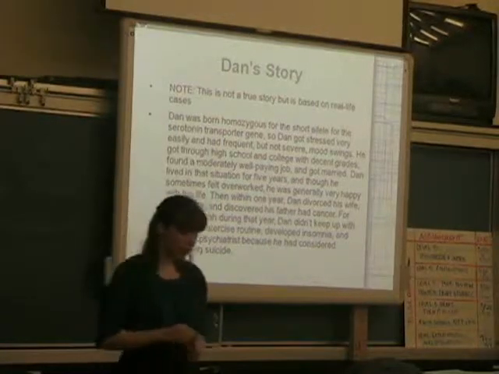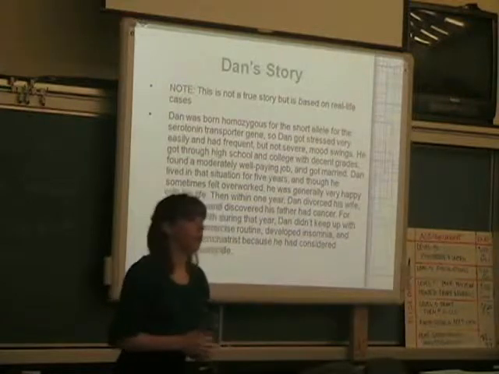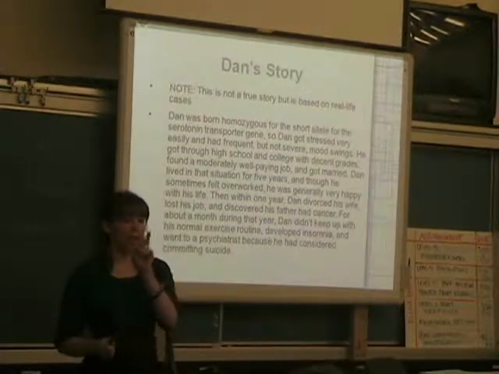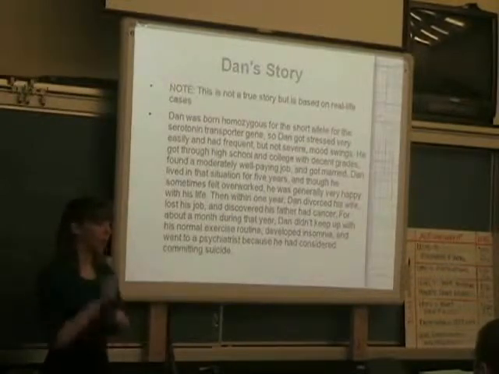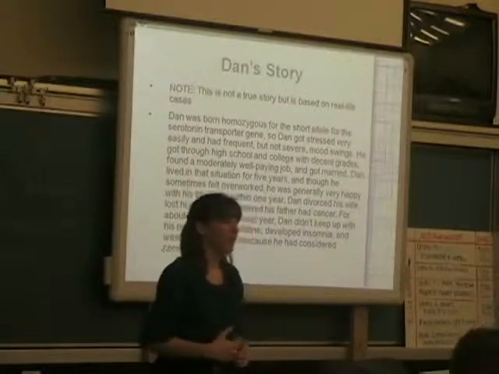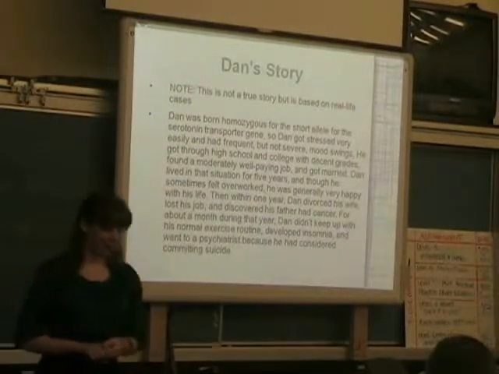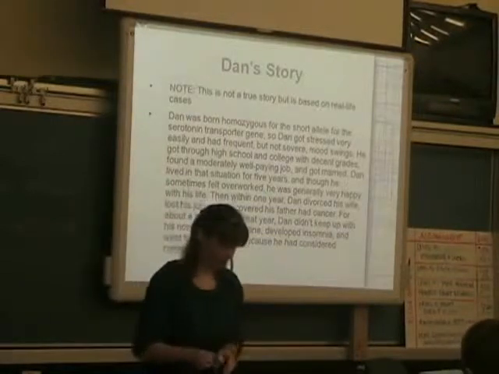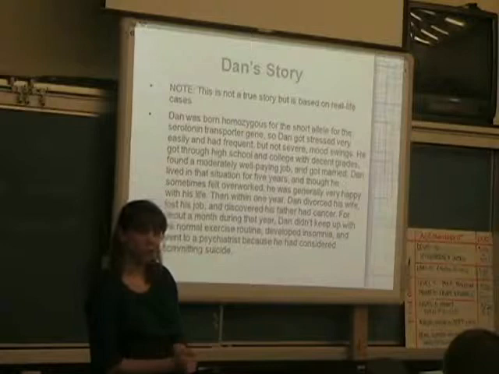So, I'd like you to draw a diagram explaining why Dan had this major depressive episode. My hint to you is figure out what part is the major depressive episode and work backwards. So, I'll give you a couple minutes to do that. Feel free to ask questions. Oh, can you guys all read that?